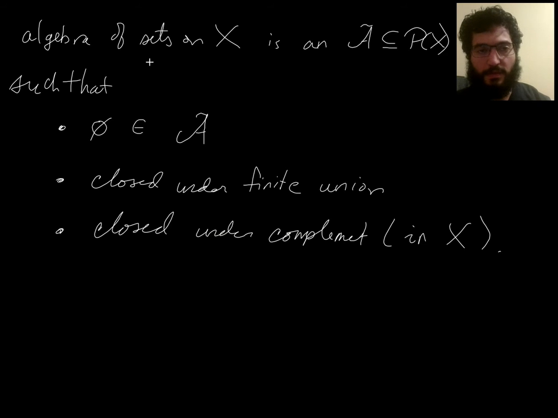Last time we defined an algebra of sets on a set X to be a subset of the power set, so a collection of subsets of X, which contains the empty set and is closed under finite union and is closed under complement, where complement means complement in X. So for example, the complement of the empty set would be X, so it also has to contain X.